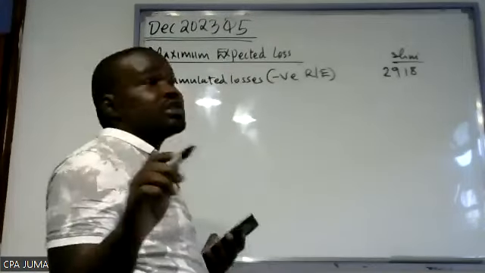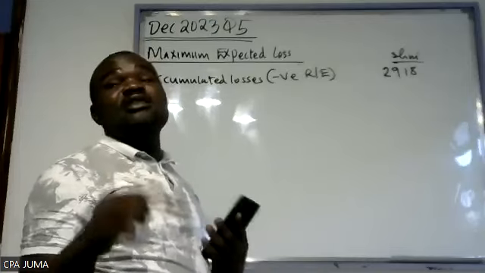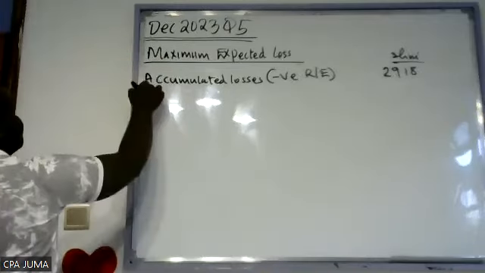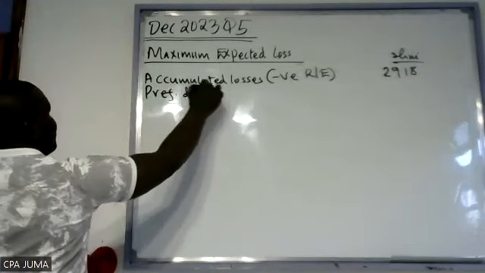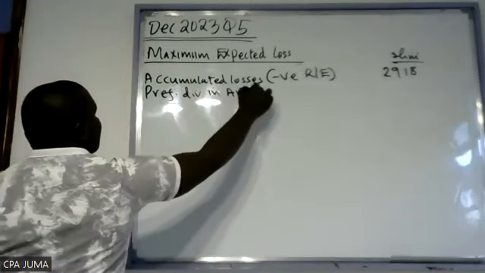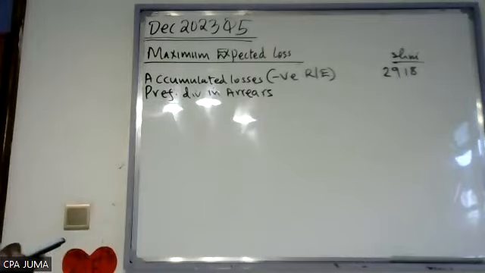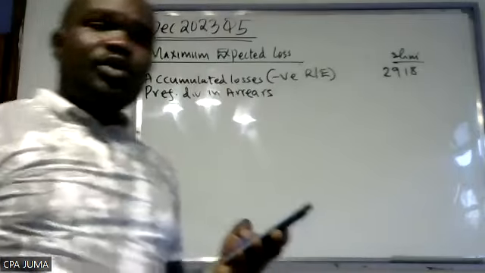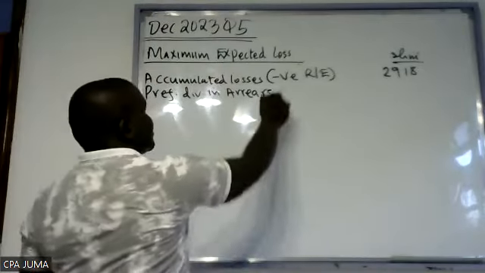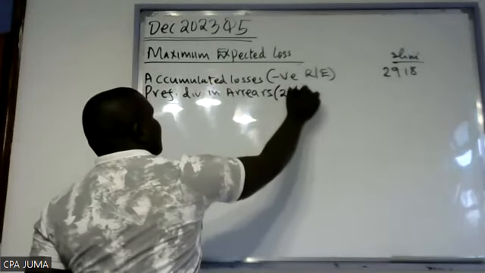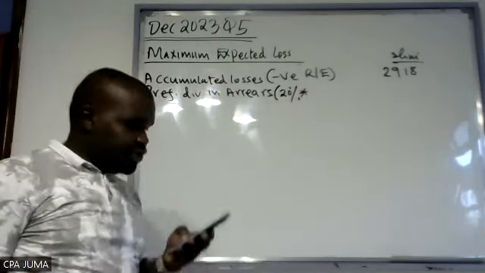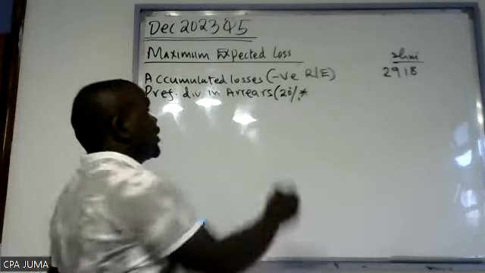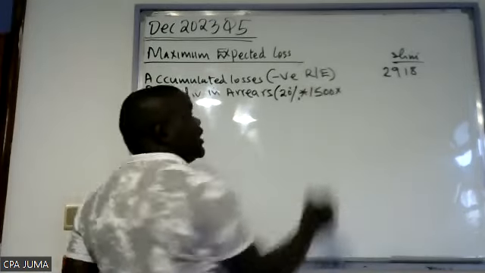Then another loss is the preference dividends in arrears. In case of anything, those will be lost, so it will be a loss to the preference. Preference dividends in arrears. Go to the balance sheet under equity. We have 20%. They were paying at 20%. So 20% times 1,500. Preference 1,500.